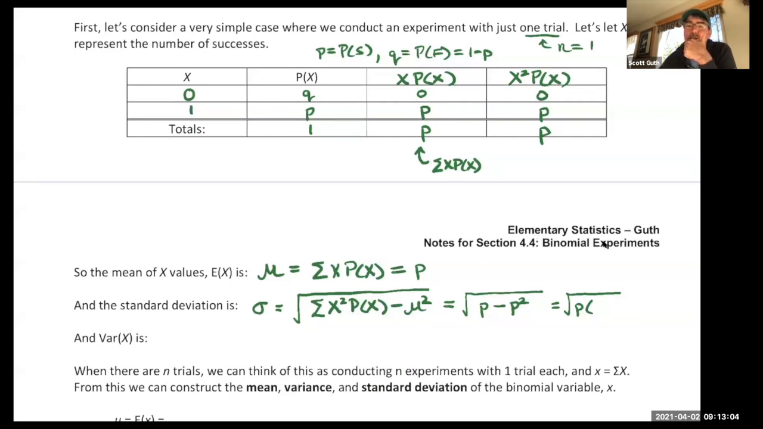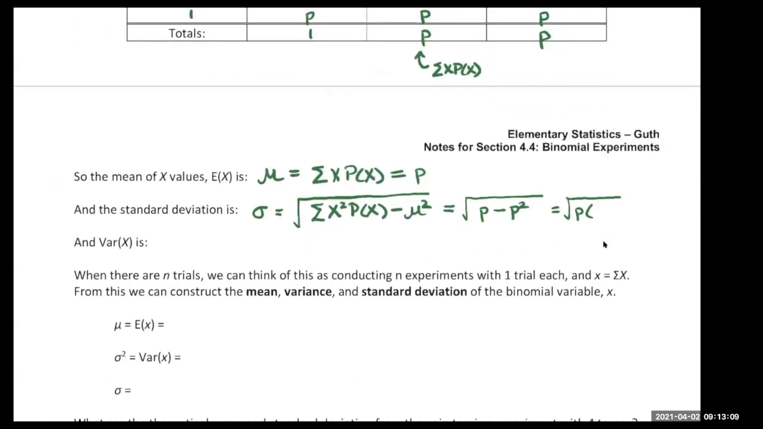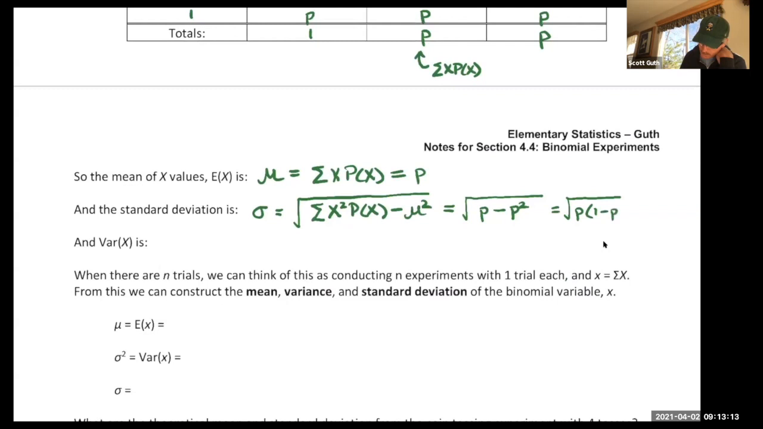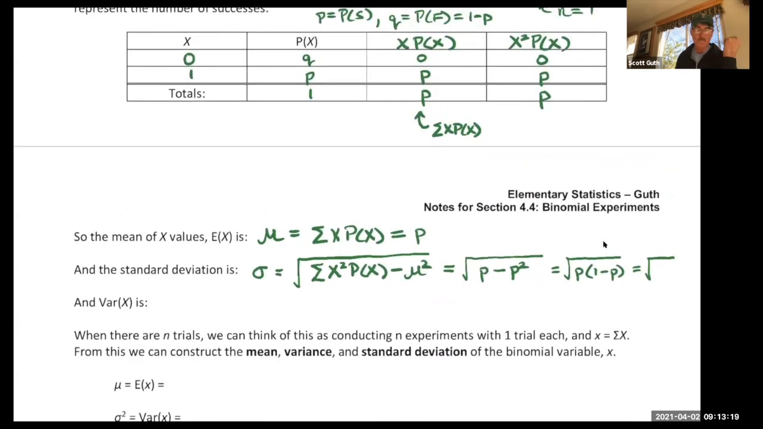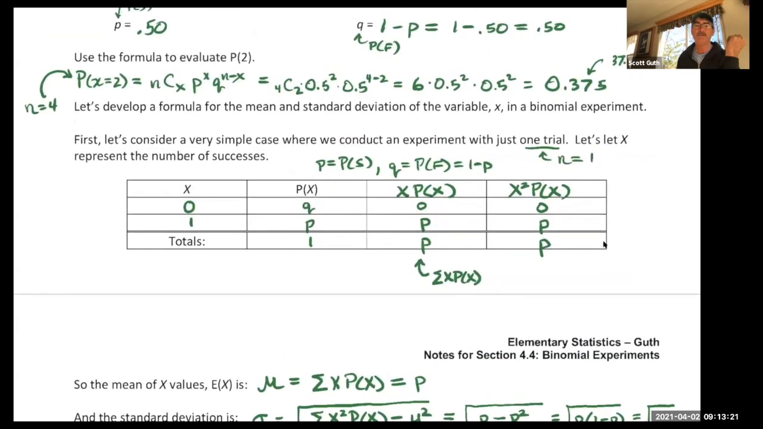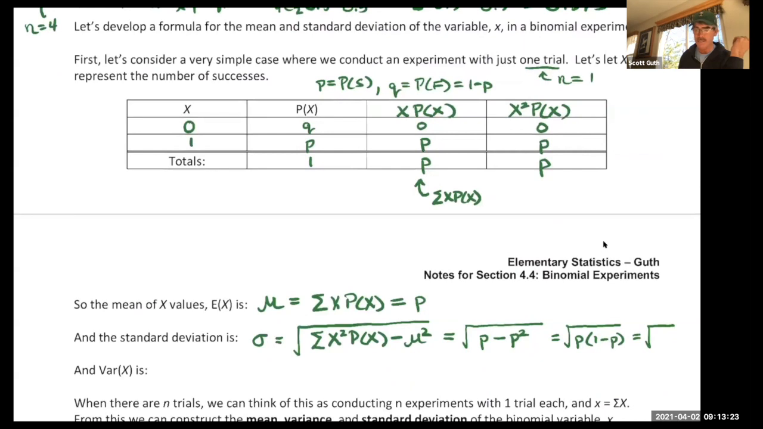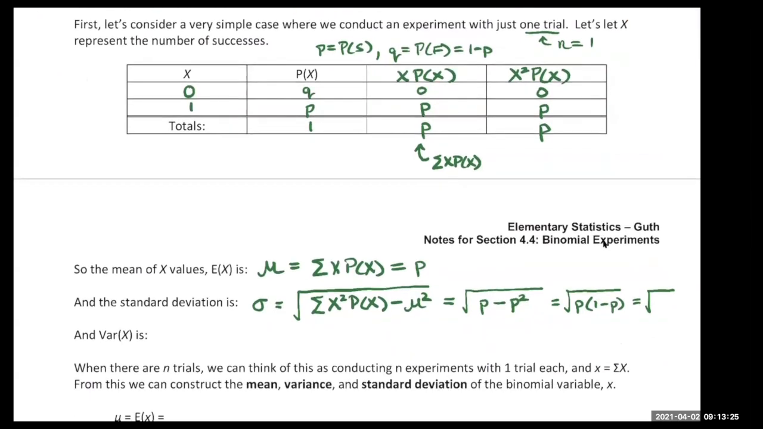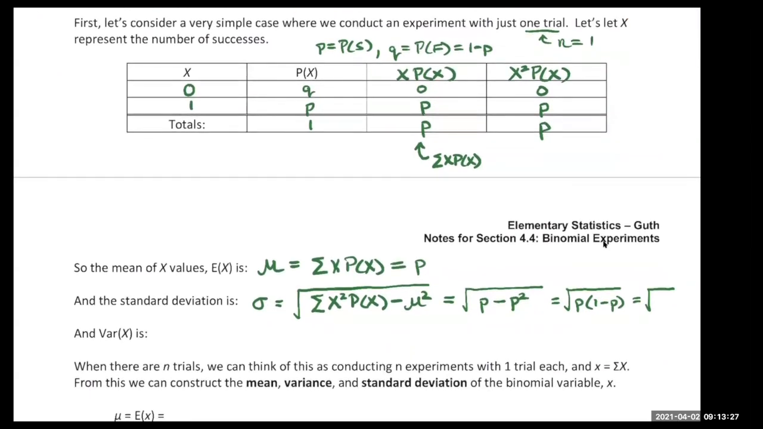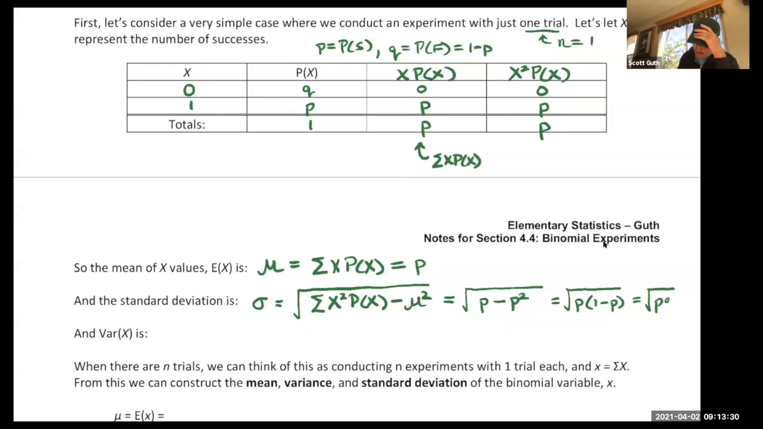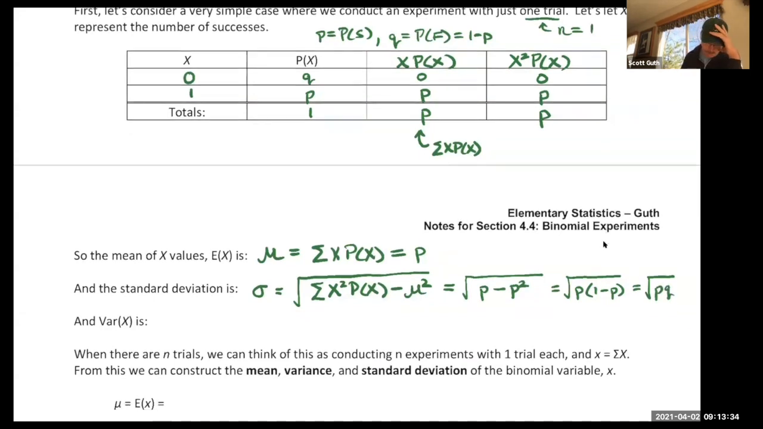No, it's 1 minus p. Sorry, is it 1 minus p? Yeah, and since I got you, do you remember what 1 minus p is? Anybody remember what 1 minus p is? It's q. And that's q. So this is the square root of p times q. So that's interesting. Now, so the standard deviation is the square root of pq.